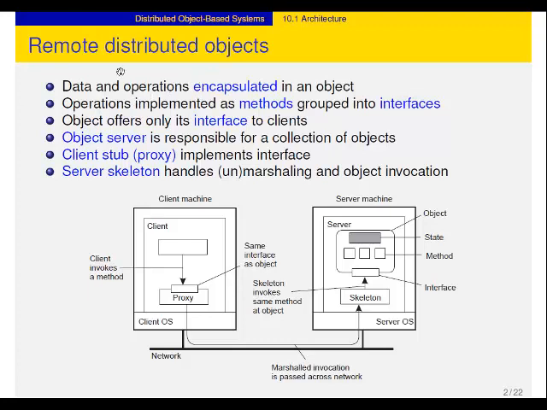So this is kind of the model then. I'll go over this a bit slowly. Operations are implemented as so-called methods, and they are grouped into interfaces. In C, it's just your prototype, okay? Your header file, so to say. An object offers only its interface to its clients. That's the only thing you get to see. The object server is responsible for a collection of objects. Here it already starts turning into the abstract. You have a client stub, also called a proxy, that implements that interface. And you have a server skeleton that handles the marshaling and unmarshaling of object invocations.